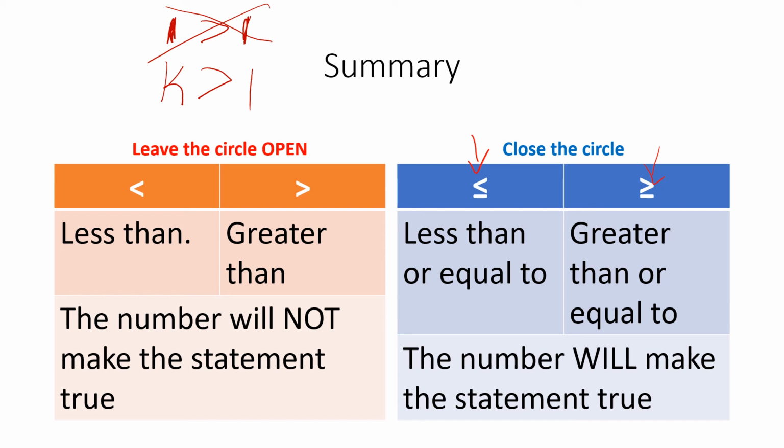For example, if it was K is greater than or equal to 1, if I plug in 1 to that, 1's not greater than 1, but right here we go, or equal to. And yes, it satisfies that part. Yes, it is equal to. So that is a true statement. And so that's why in that situation we do close the 1, showing 1 will make the statement true.